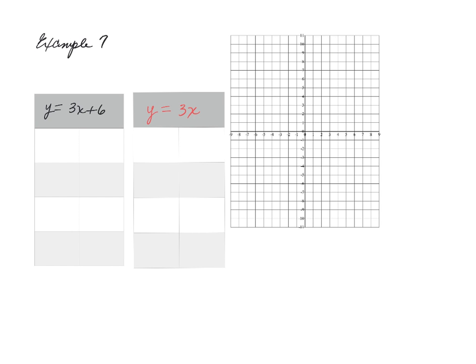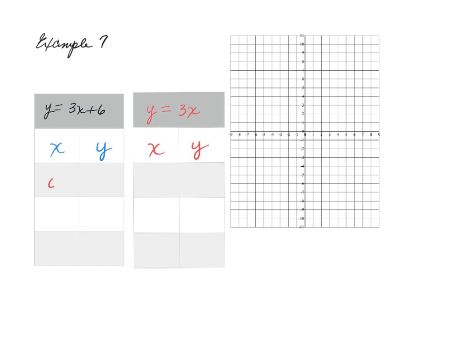This one I want to do 2 lines on one coordinate plane. I want x and y, so you can see these 2 graphs and compare them to see if you notice something about them. All right, let's do y equals 3x plus 6. Let's choose some points here.